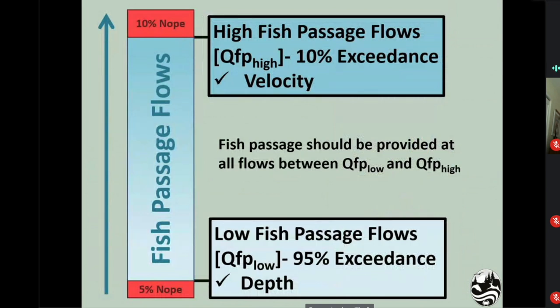So fish passage criteria only apply to a range of flows that we can call fish passage flows. These are the flows where we anticipate that salmonids will be attempting to move upstream. Fish passage flows are between the 95% exceedance flow, where 95% of the flows are greater than this and only 5% are lower, and the 10% exceedance flow, where only 10% of the flows are greater. So the point is, if we have a 100% passable culvert, there may be circumstances where it might not be passable. On the low flow, that's about 5% of the time, and on the high flow, it's about 10% of the time.